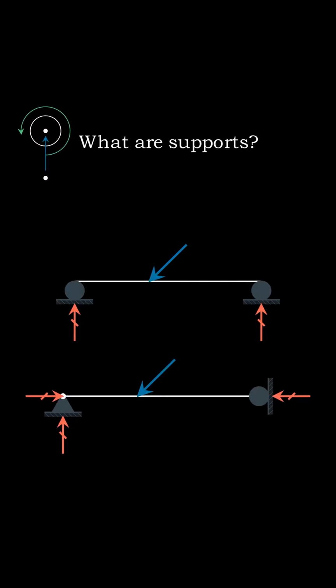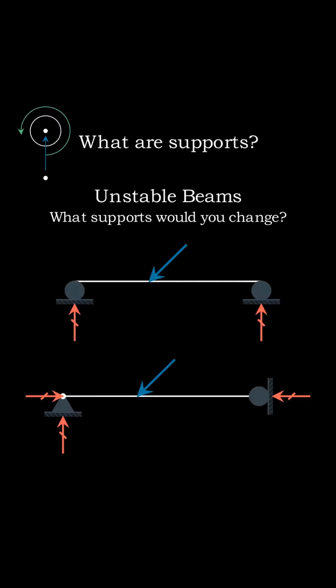There are some techniques and tricks for this that we'll cover in later videos, but for now, to get you thinking about it, here are two beams supported in different ways. Both of these beams are unstable. Based on the supports for each beam, try to picture how they'll move under this load. Once you've got that, think about what changes you could make to the supports for each beam to keep it from moving. There are a lot of right answers here, so give this a shot and let me know in the comments what changes you'd make to the supports.